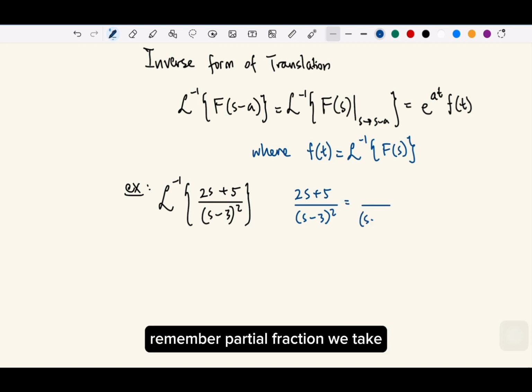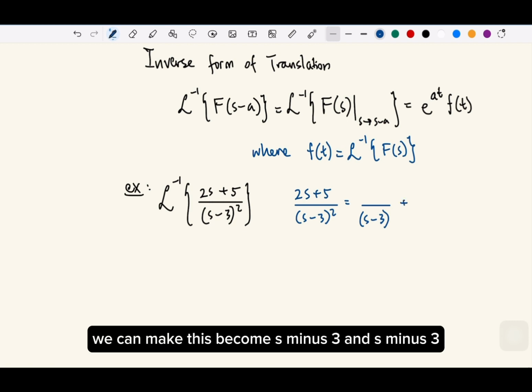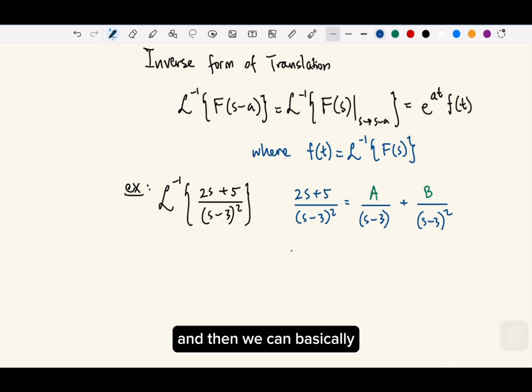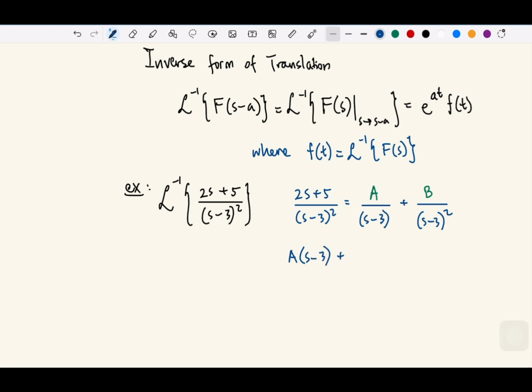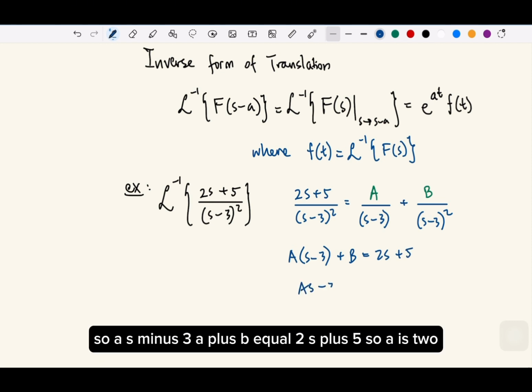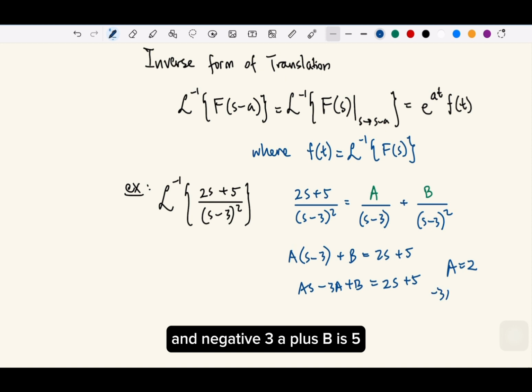Remember, for partial fraction, if we have multiplicity, we can make this become A over (s minus 3) and B over (s minus 3) squared. So we have a constant for both of these fractions, right? Then we can write down the formulation as this: A(s minus 3) plus B equal to 2s plus 5. So A is 2 and negative 3A plus B is 5. Since A is 2, B is 11.